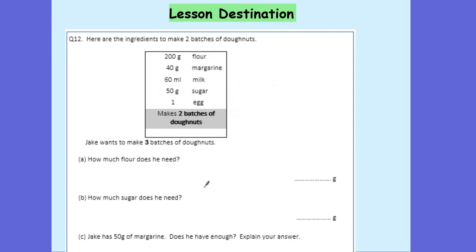And finally, the donuts question. These are the ingredients he needs to make 2 batches of donuts. How much of each ingredient does he need for 3? Pause the video for 5 minutes and have a go at that question now, please. And here are the answers. 300 grams of flour, 75 grams of sugar, and no, he'd need 60 grams of margarine to have enough.